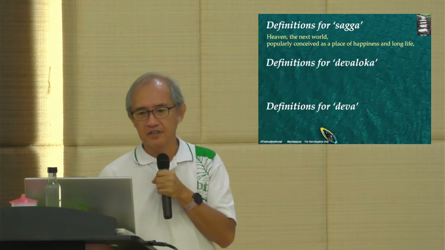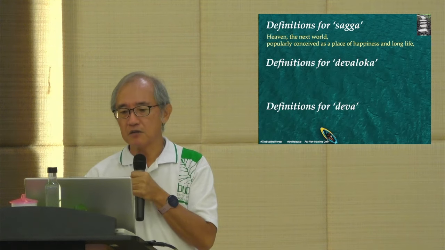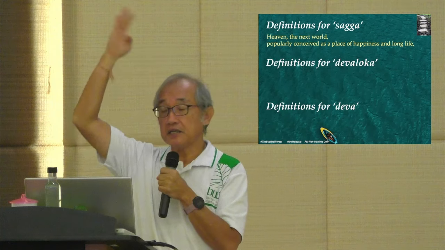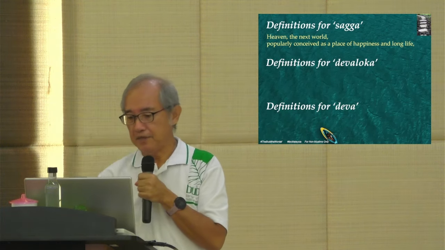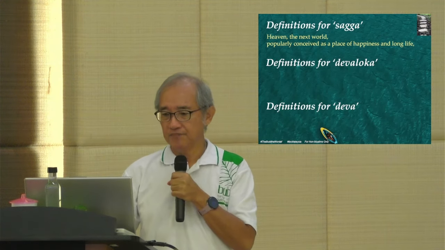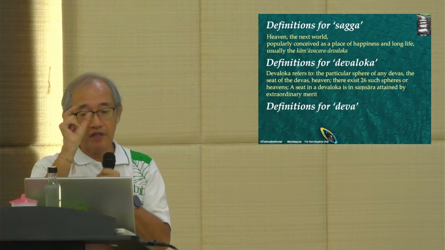So, definitions. Saga means heaven, the next world, properly conceived as a place of happiness and long life. This is characteristic. As you go higher and higher in the plane of existence, lifespan becomes longer, less and less suffering, more happiness. And usually this is to do with Devaloka. So what is Devaloka? Devaloka is made up of 2 words, Deva and Loka.